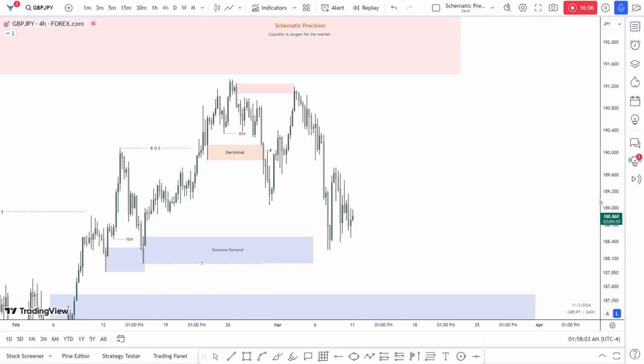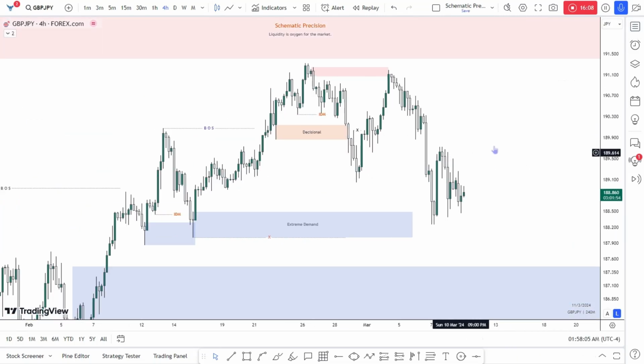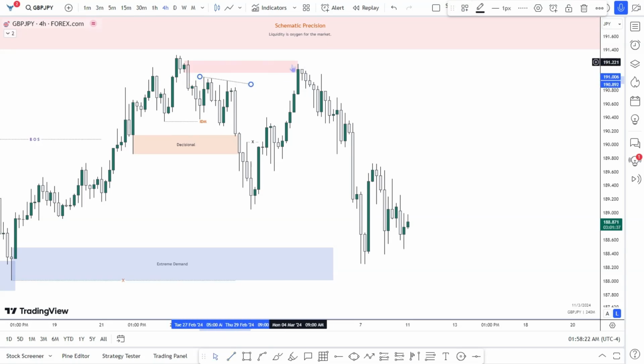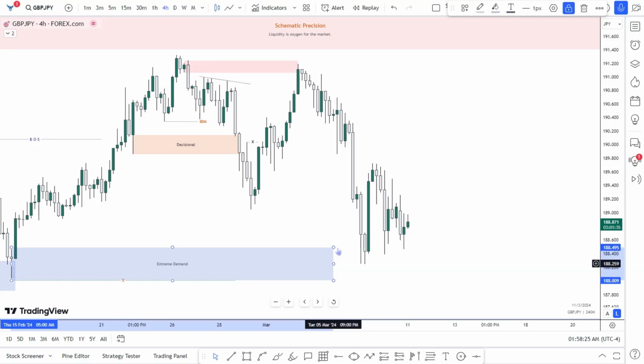Jumping on to the GJ. On GJ, I was expecting last week the market to react from this area, right? But it didn't happen. What turned out is the market took these relevant equal highs as the liquidity, grabbed it and then pushed lower. So that's fine.